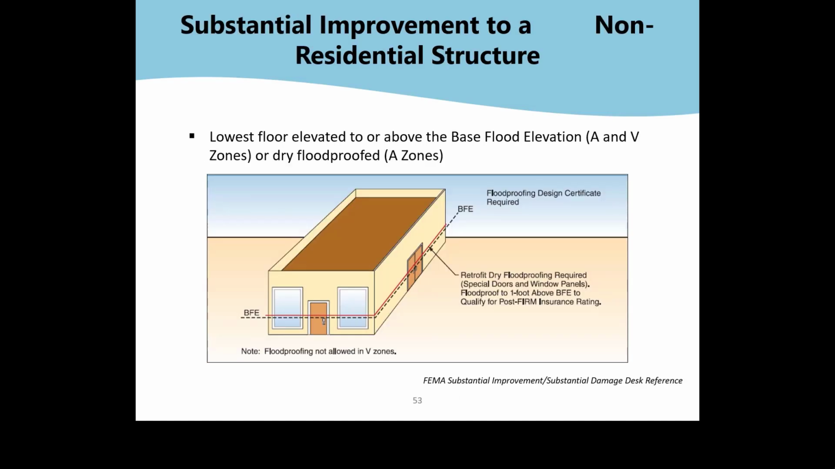For a non-residential structure, if it's in a zone that starts with the letter A, there would be the option, instead of elevating to that required elevation, to dry floodproof to the elevation, meaning making it watertight. That option isn't available in a V zone, just in A zones.